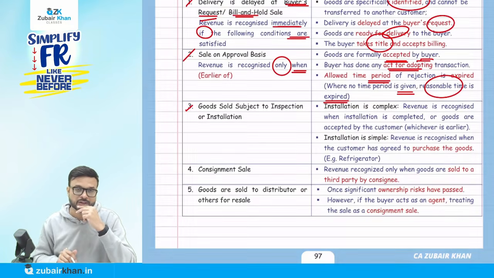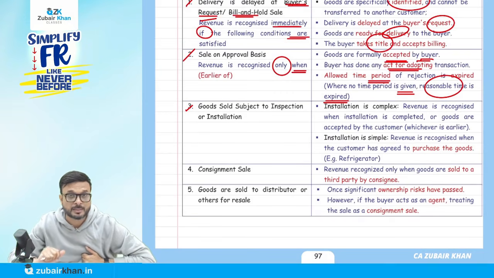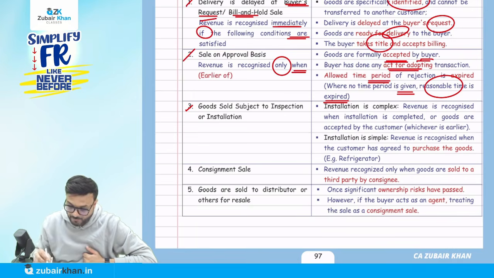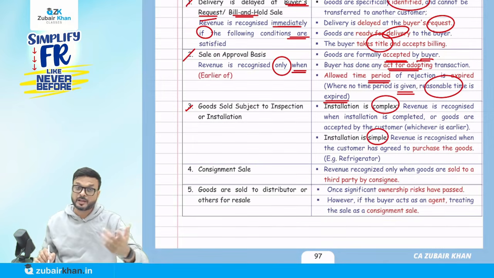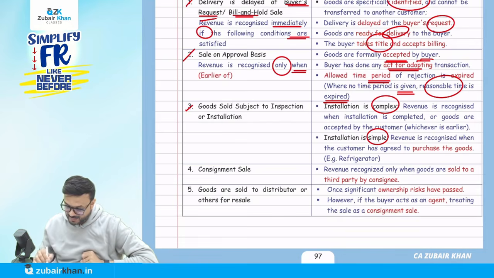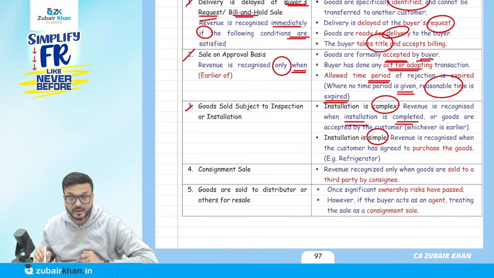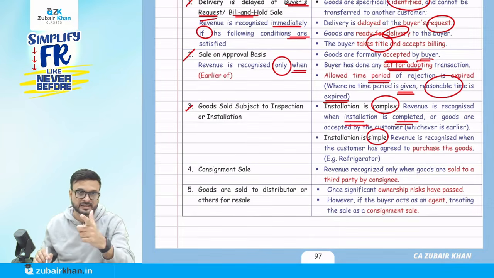Now, goods sold subject to inspection or installation. Certain times, inspection or installation is required. It is divided into two categories: installation might be complex, like in case of an air conditioner, or installation might be simple, like in case of a refrigerator. Revenue is recognized when installation is completed when the installation is complex, like in case of an AC.